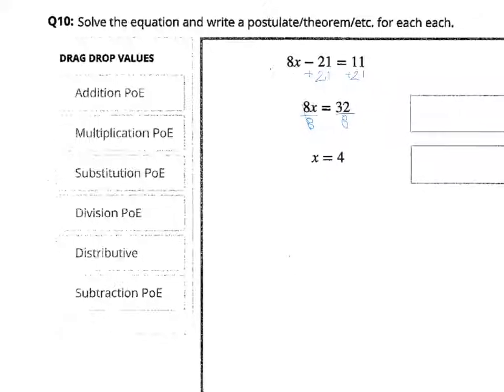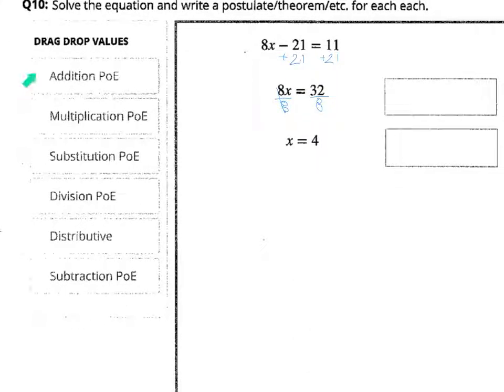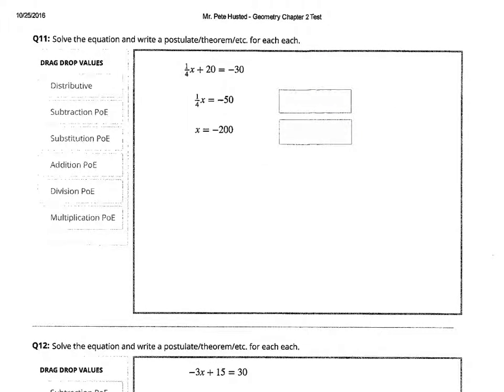And your choices for that problem are addition property of equality. That's what POE means again, property of equality. Multiplication property of equality, substitution property of equality, division property of equality, the distributive property, or the subtraction property of equality. Okay, number 11, again, we're going to drag and drop. They're solving an equation here. You have drag and drop your reasons over here on the right. Your choices are distributive, subtraction, substitution, addition, division, or multiplication.